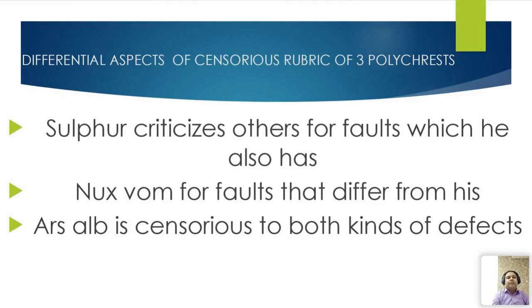Sulfur criticizes others for faults which he also has. Nux vomica for faults that differ from his. Arsenic album is sensorious to both kinds of defects. So this cannot be explained in the repertory. This is what the Materia Medica tells us, which we cannot find in the repertory.